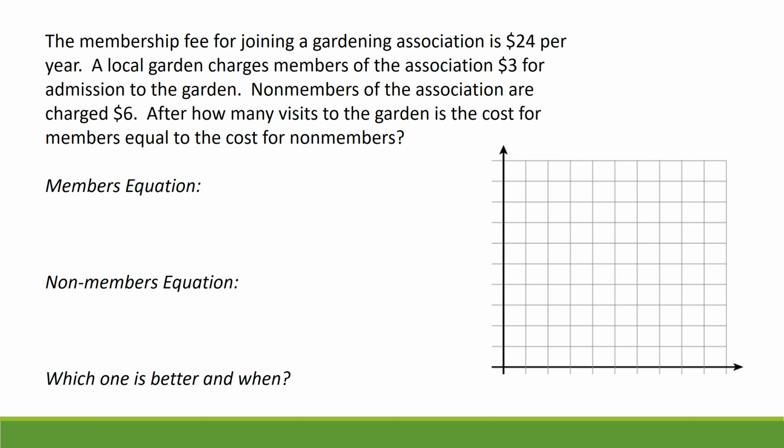So I'll read it. The membership fee for joining a gardening association is $24 per year. A local garden charges members of the association $3 for admission to the garden. Non-members of the association are charged $6. And we're actually going to take off this last sentence. It doesn't really matter for us today based on what we're going to be doing. So here's the deal. We have this garden, and you can become a member, and you have to pay $24. Members get in for less money.